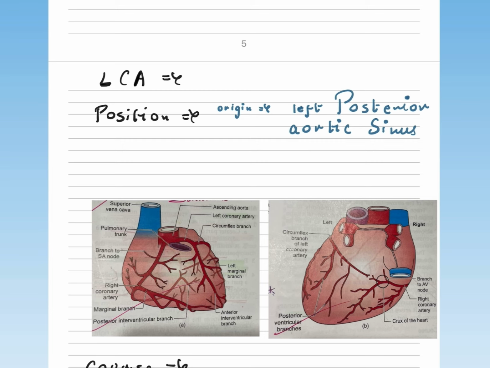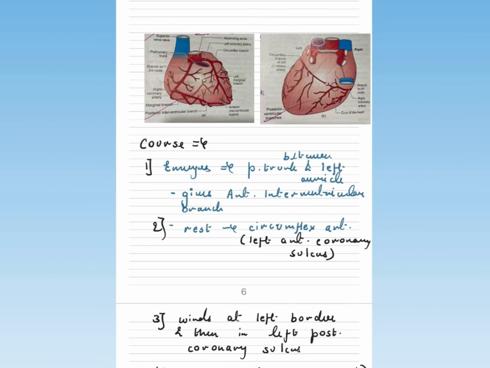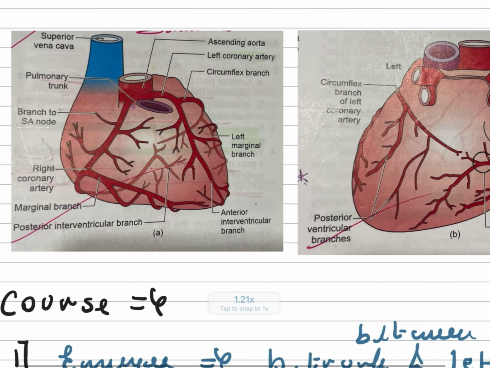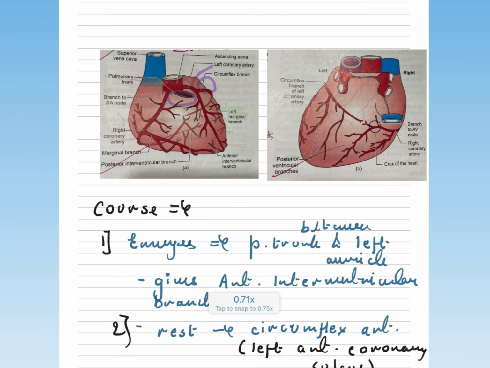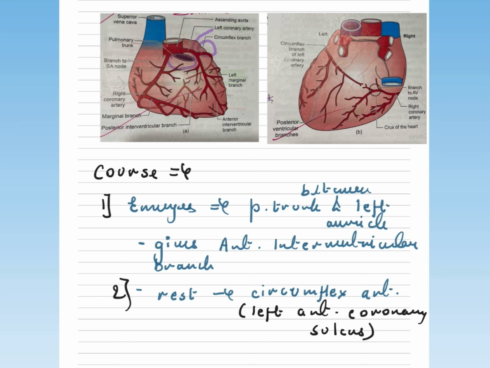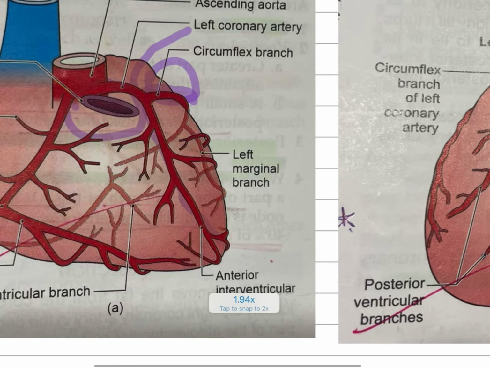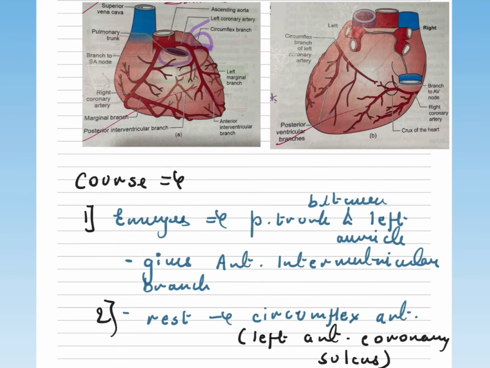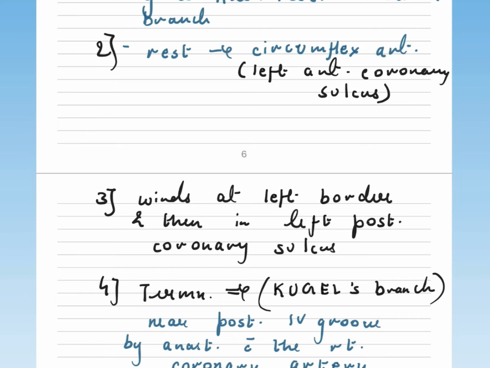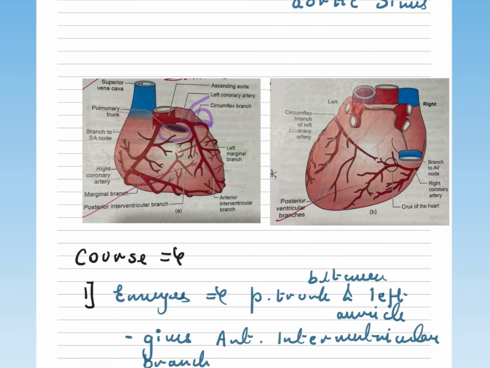As I told you, the origin is from the left posterior aortic sinus. Then the course. First of all, it emerges between the pulmonary trunk and the left auricle. Here is the left coronary artery. This is the emergence from the ascending aorta. And here only it gives the anterior interventricular branch, which travels downwards, and the rest of the continuing artery will be known as the circumflex artery. And this circumflex artery will be traveling in the left anterior coronary sulcus. Then as you can see, the circumflex artery winds at the left border of the heart and goes backwards. And in backwards, it travels in the left posterior coronary sulcus.